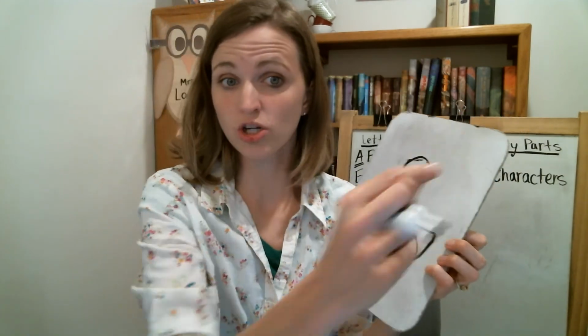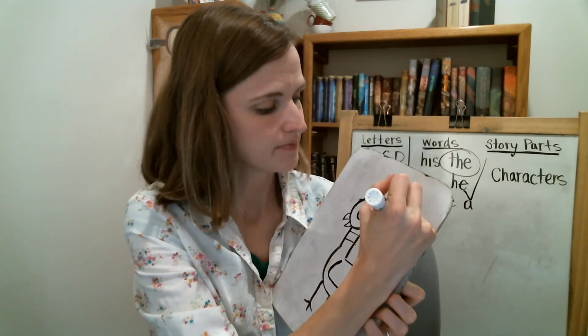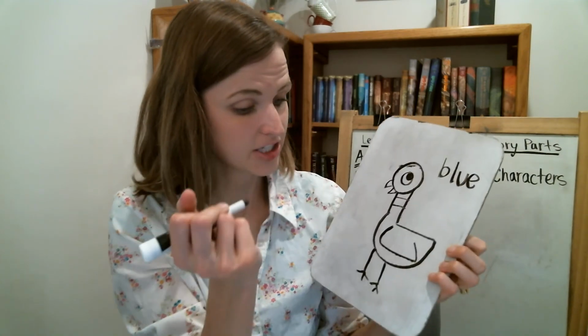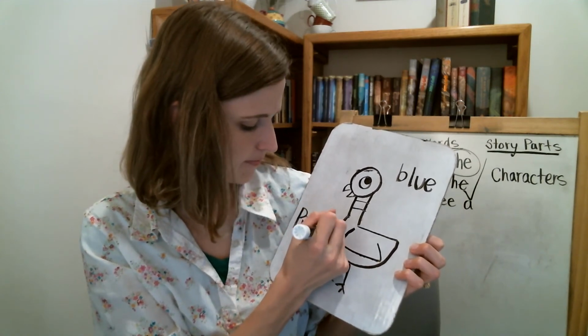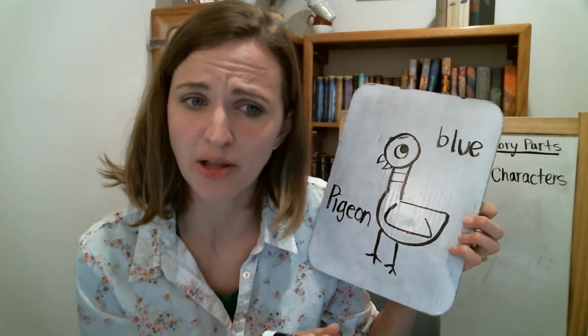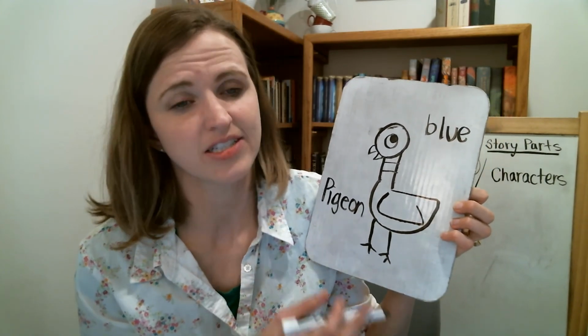And I'm going to write some words around Pigeon to describe him. Pigeon is blue. Pigeon is named Pigeon, so I'm going to write his name. If you don't know how to spell a word, it's okay. I don't need you to spell every word perfect. Just give me your best.